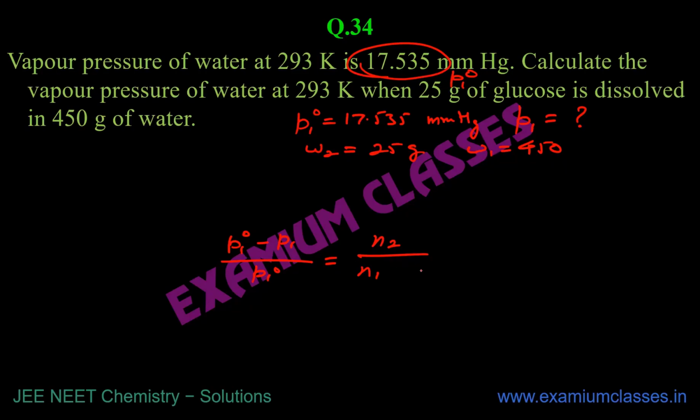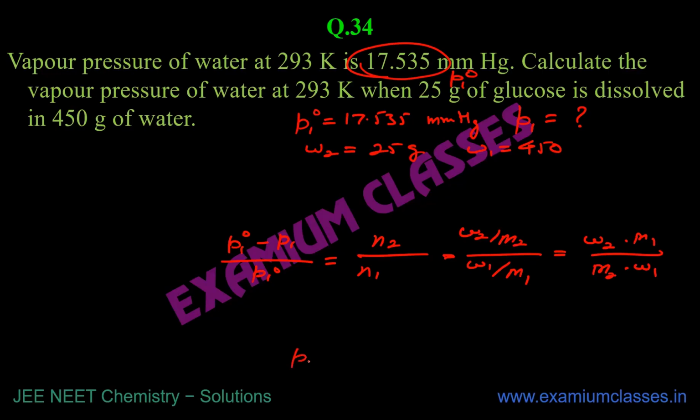So if I write N2 by N1, this will be W2 by M2, and this will be W1 by M1. So that's why I had written W2 into M1 divided by M2 into W1. However, you don't need to write everything. You can just write equal to this one, substitute the values, and get the answer. So you just need to get the answer after calculation. I'm not doing the calculation.